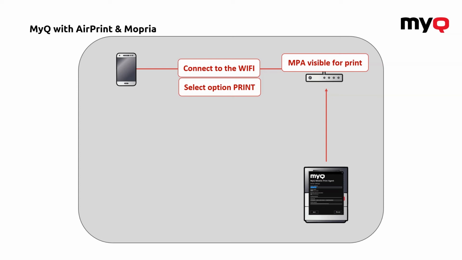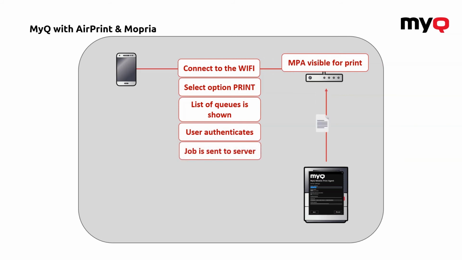Once the connection is established, the system will automatically show you the queues in MyQ. So you will see the pull print queues, you will see the delegate queues, but you will not see the direct queues. Important thing is that this one works only for the standard pull print or delegated. It's not available for the tandem or for the direct print. Once you've selected the queue, you of course have to authenticate using your PIN or password, and once that's done, the job will be sent to the server.